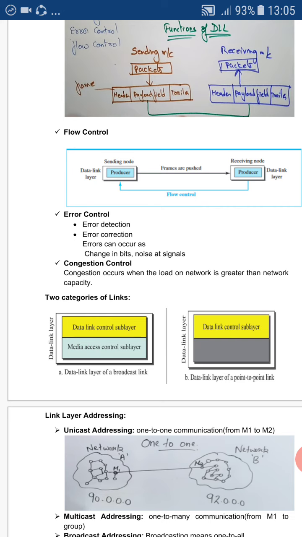Now, as the last function, we have congestion control. When too many sources are sending too much data too fast for a network to handle, congestion occurs.